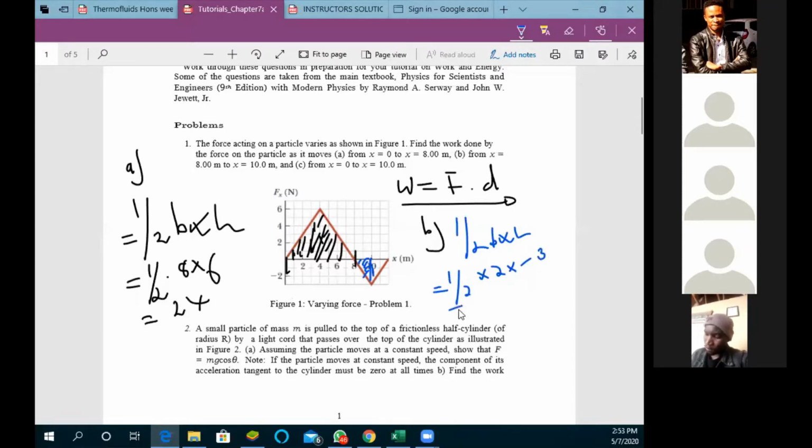Okay. So what do we get here? Half times 2 times -3, which is -3. Remember we need to put the units here because this is energy. What are the units of energy? It can be newton meter or joules. Okay, joules. So here it's also joules.